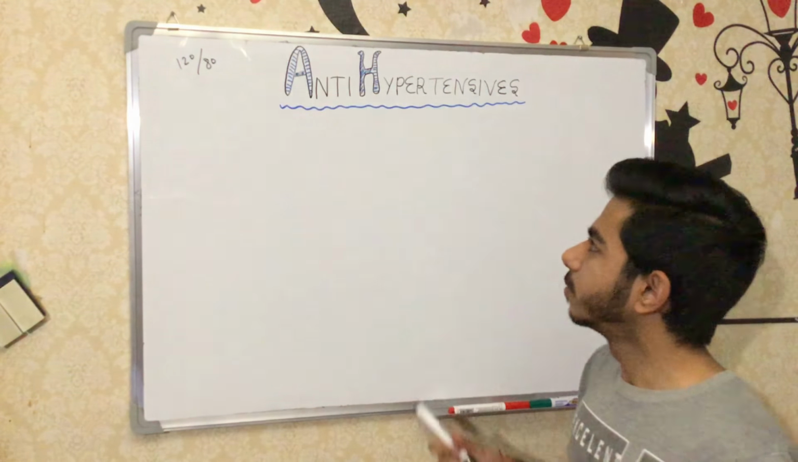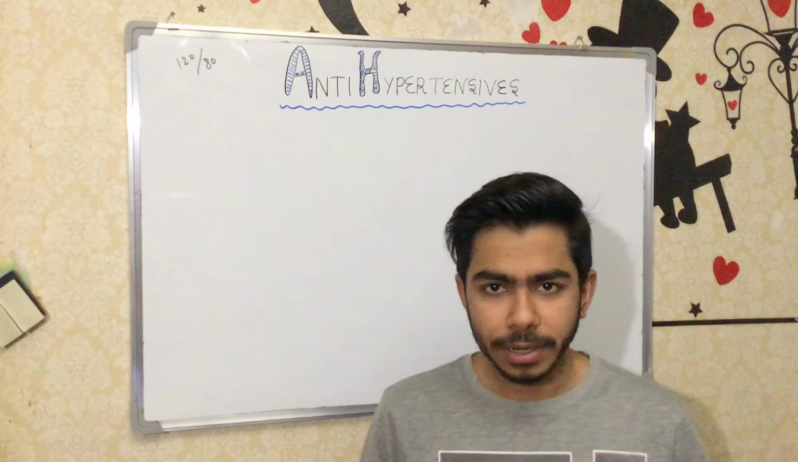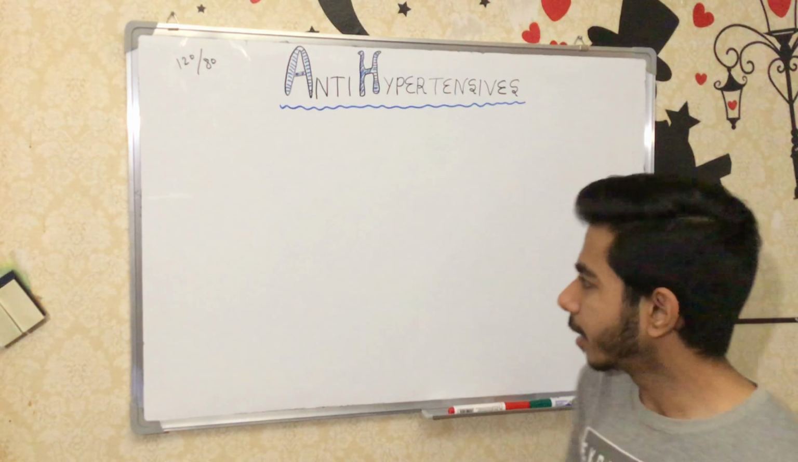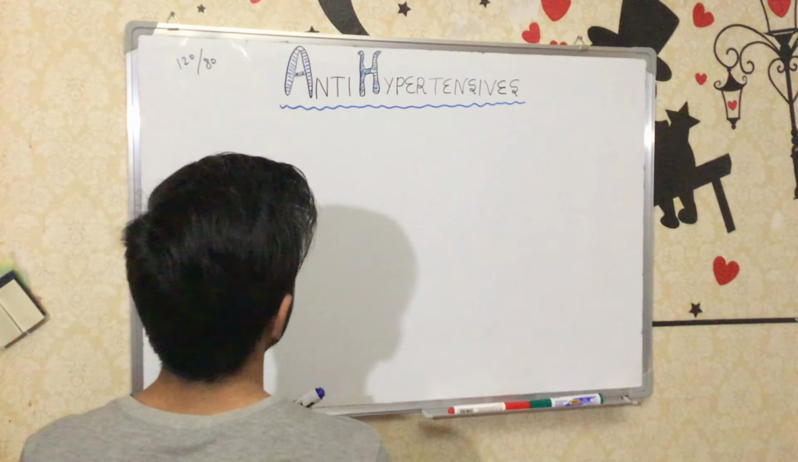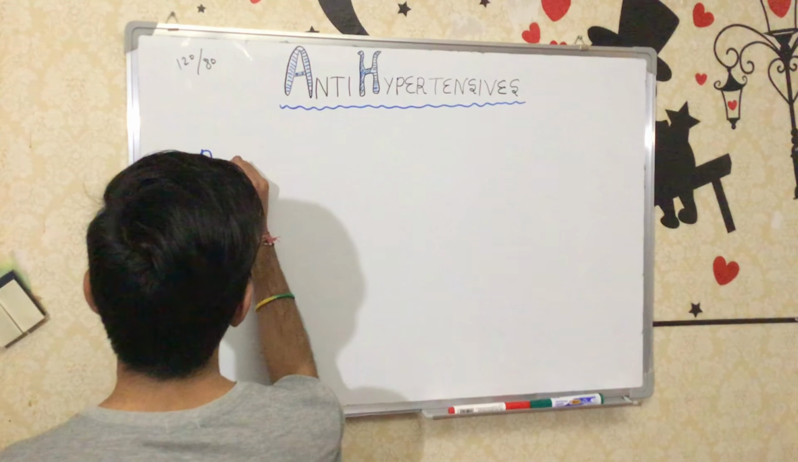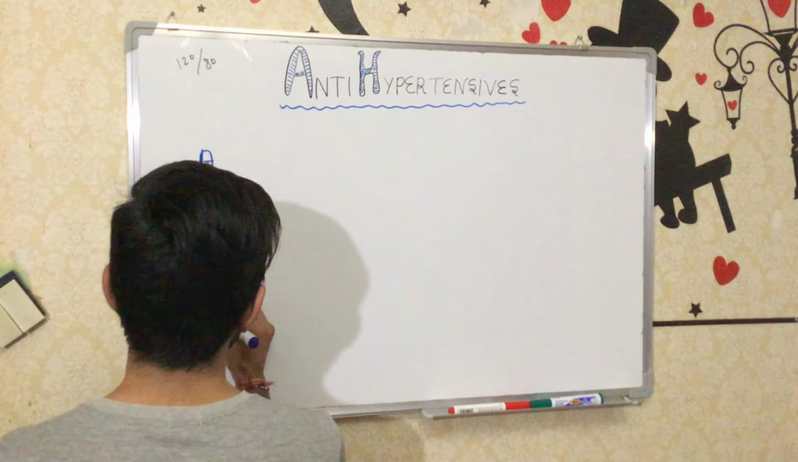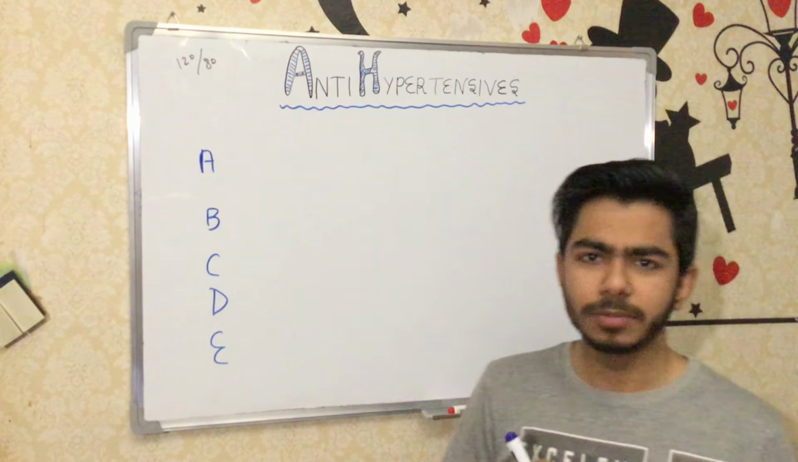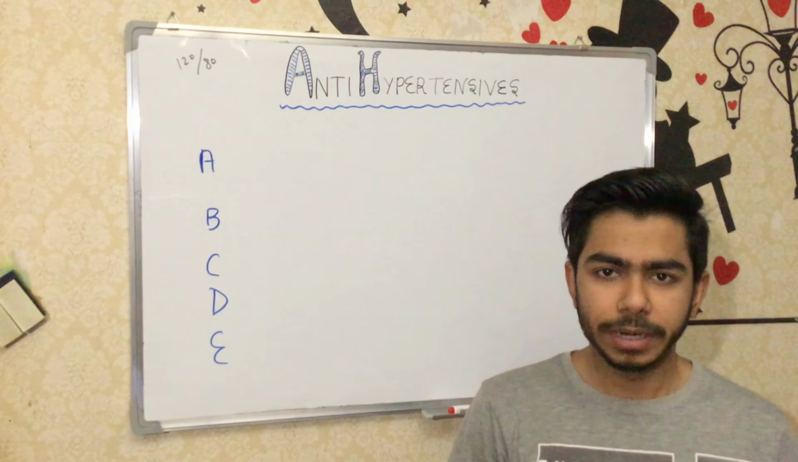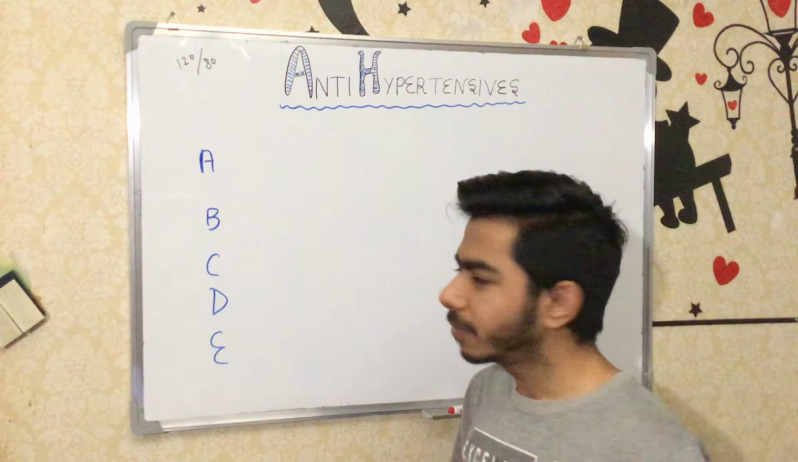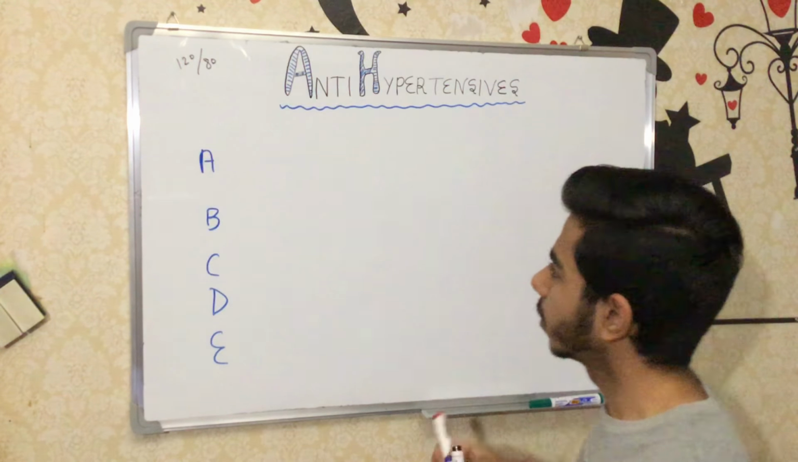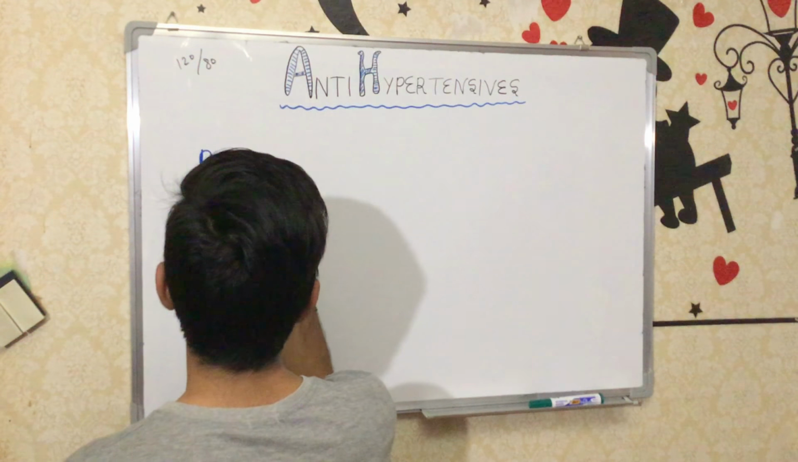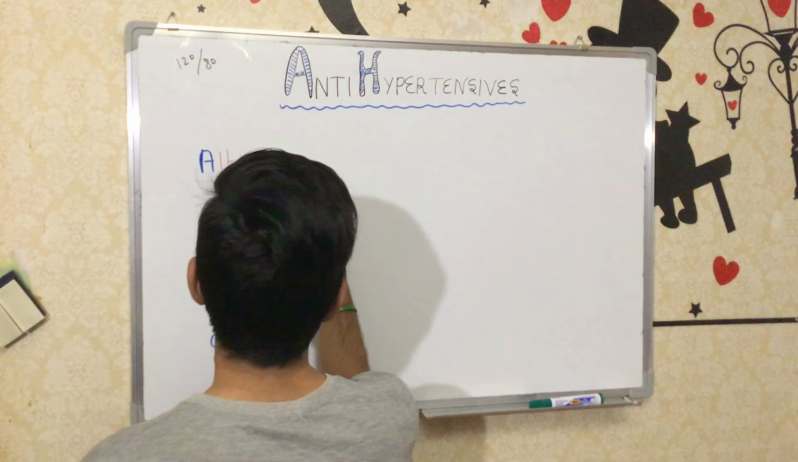So we have different classes in the antihypertensives, and we can remember them with the alphabetic mnemonic A, B, C, D, and E. With this mnemonic, we can remember the various classes of the antihypertensives. So starting with the A, what is A? A is alpha 1 blockers.